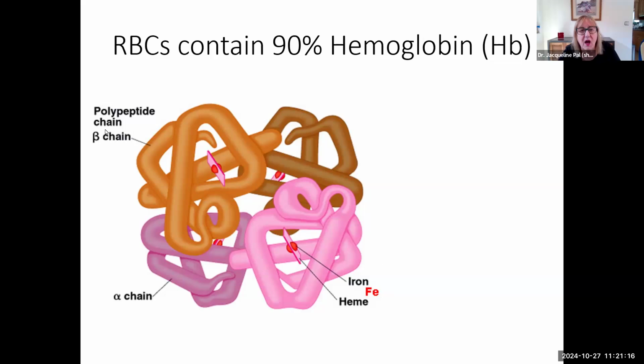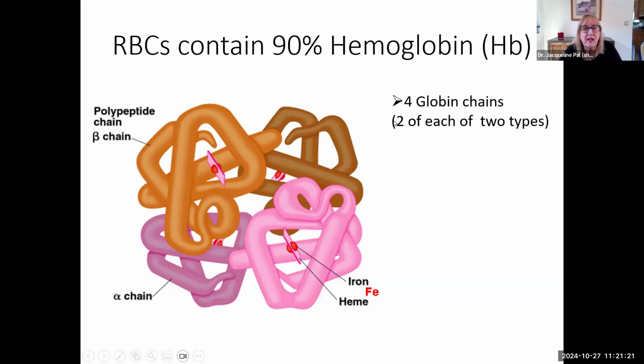Here's a hemoglobin molecule. As you can see, it's quite complicated. What I want you to realize, first of all, is that there are 4 globin chains. I like this picture because it shows that there are 2 different types. It's used pinkish purple for one type and browns for the other type. So there are 2 of each of the 2 types of chains. You don't have to know the different types of chains. As adults, we have 2 different types of chains. We call them alpha chains and beta chains, but you don't need to know that.